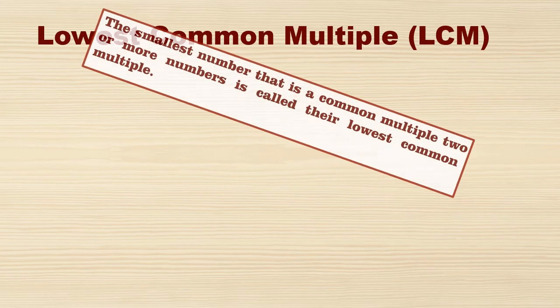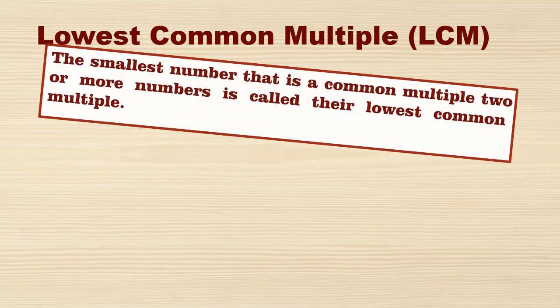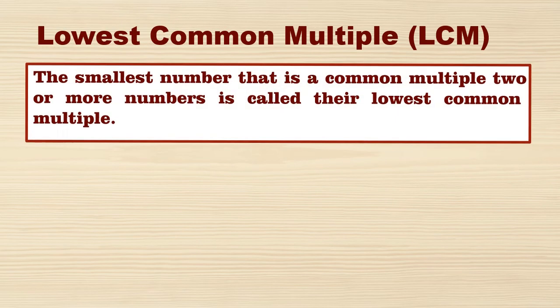Our topic for today is lowest common multiple, LCM. This is our third video in this series. Let's start by defining the word LCM. The smallest number that is a common multiple to two or more numbers is called their lowest common multiple.